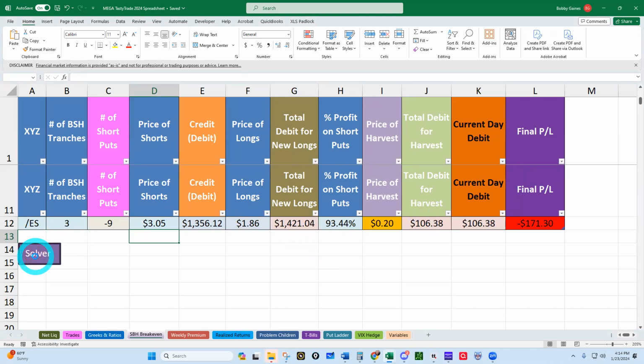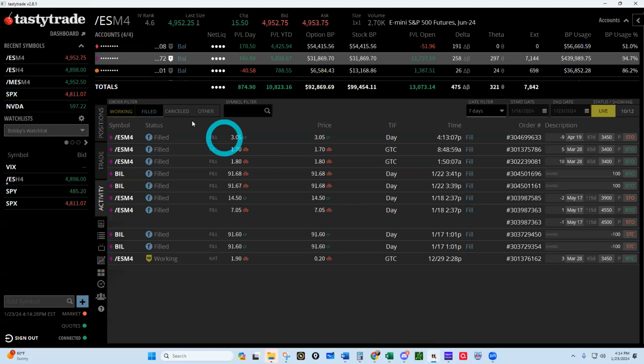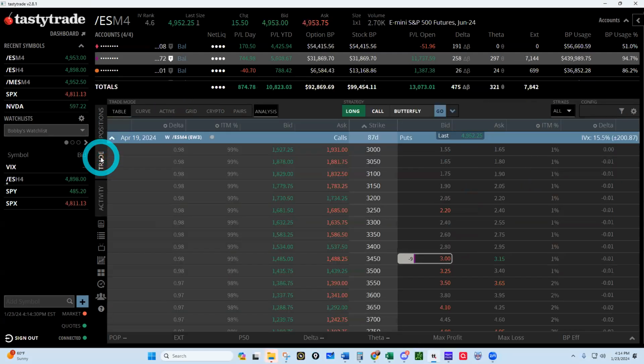So let's see what it's going to be. Let's hit our solver button. So $1.63. So we'll put in $1.60. So 9 and 15, right? We need $5.15. So let's go back to the trade tab. Let's buy 15 of those.